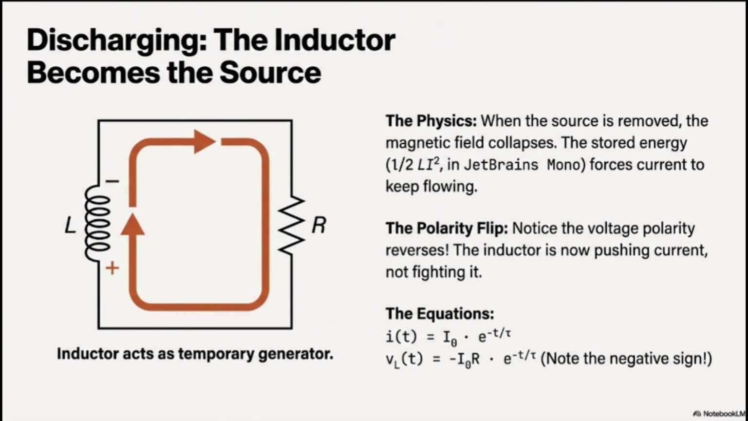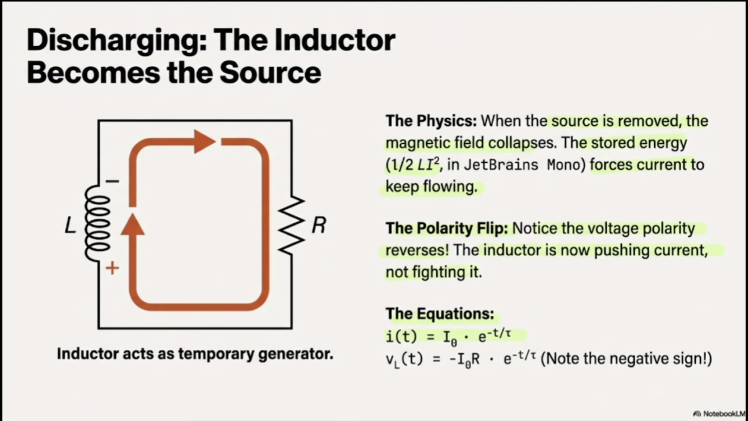Again, the physics behind this one is that when the source is removed, the magnetic field collapses. So the stored energy that we had is going to force this current to keep flowing. The polarity, as I just mentioned, is going to flip. Notice the voltage polarity reverse. The inductor is now pushing current, not fighting it. So what is the equation?